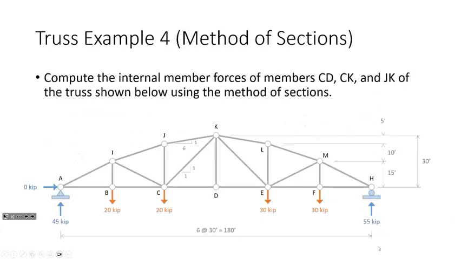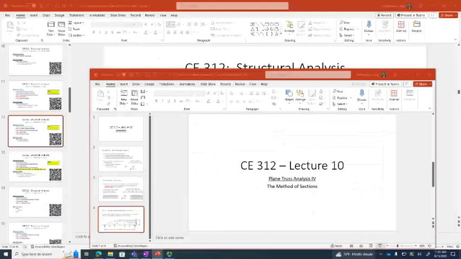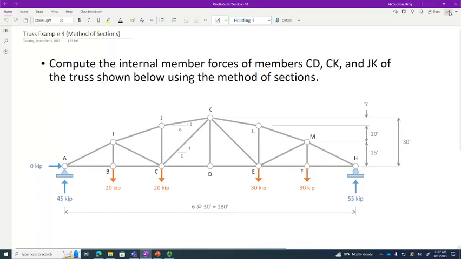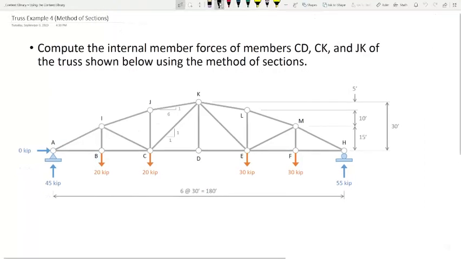Okay. And what we're going to do today is look at the method of sections on a fairly involved truss. I would say this is probably one of the more involved trusses that we've done this semester. So I've got a problem here, and we're going to determine the internal forces of the following members, CD, CK, and JK, using the method of sections.